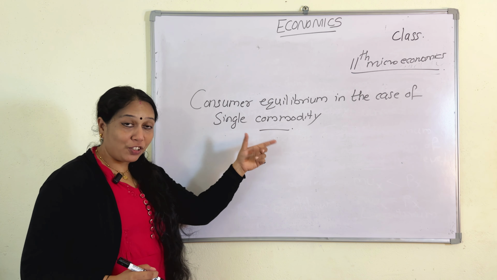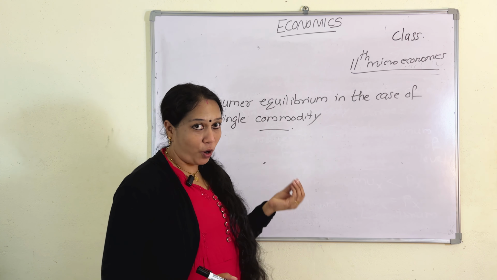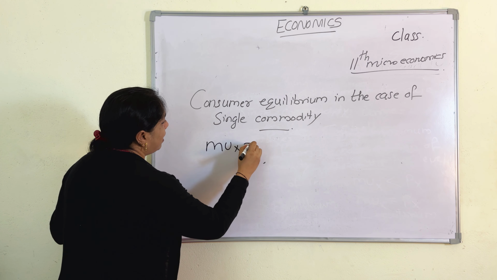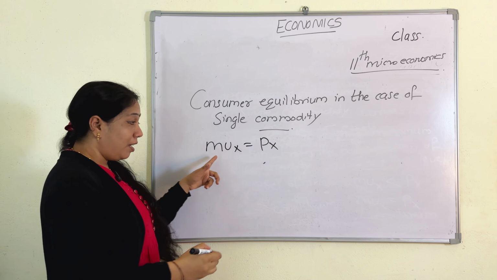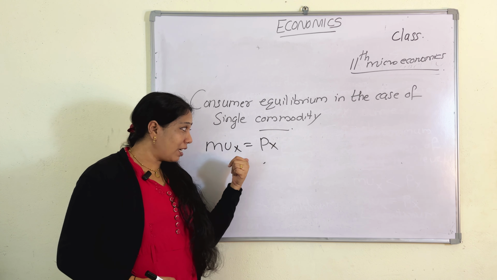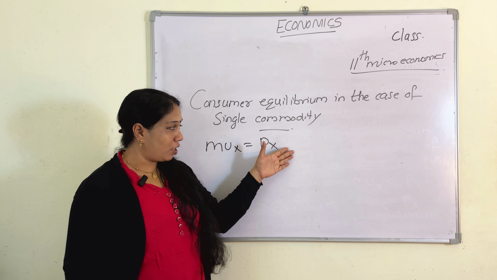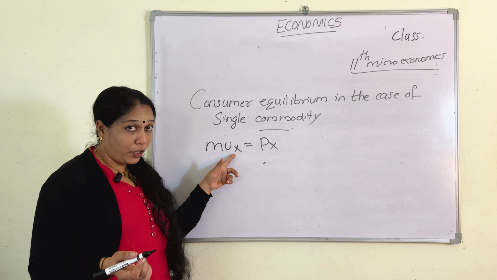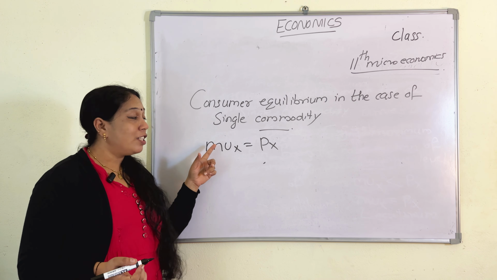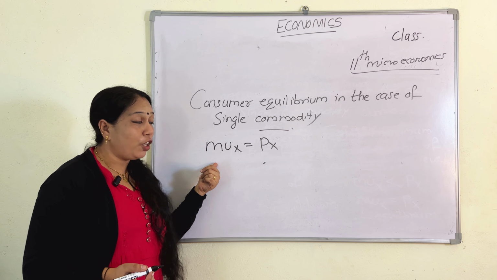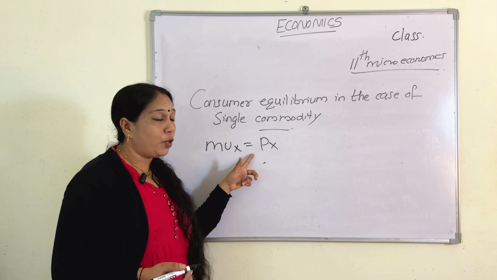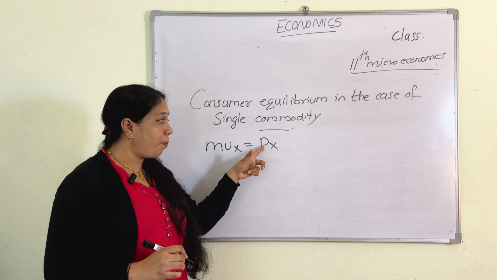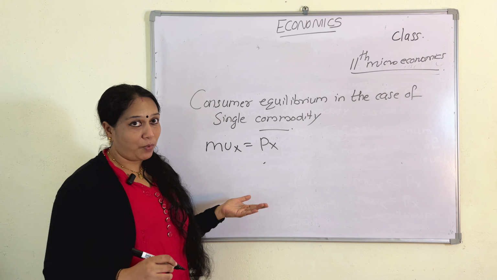Consumer equilibrium in the case of a single commodity is based on one formula, one method: MUx equal to Px. It means the marginal utility of commodity X should be equal to the price of commodity X. Here X is the assumed commodity. MU means marginal utility, and P means price. So Px means the price of commodity X.